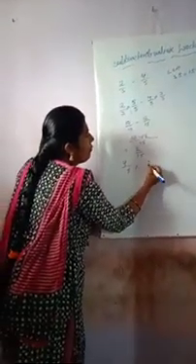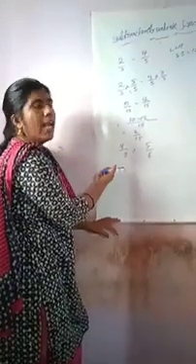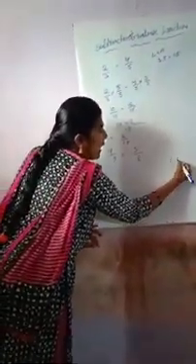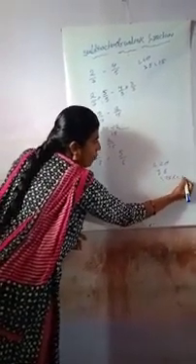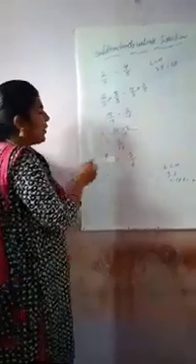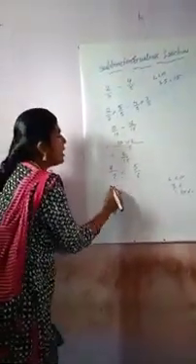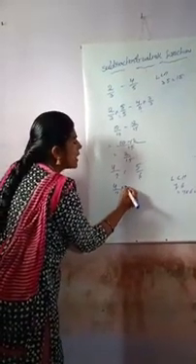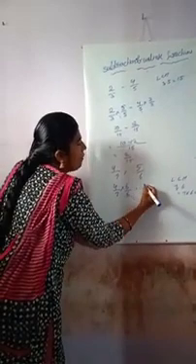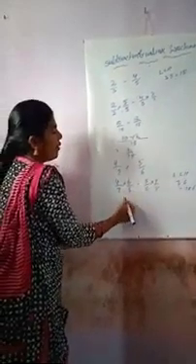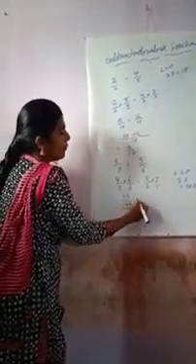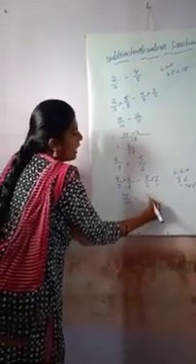Another example, children. 4 by 7, 5 by 6. To subtract, what kind of fractions are these two? Unlike fractions. First you change to like fractions. So how to change? LCM. Denominators 5 comma 6, LCM how much? 5 into 6 is 42. To get the denominator 42, which number is multiplied? 6 by 6, 5 by 6. 7 into 7. 6 4s are 24. 7 6s are 42. 7 5s are 35.